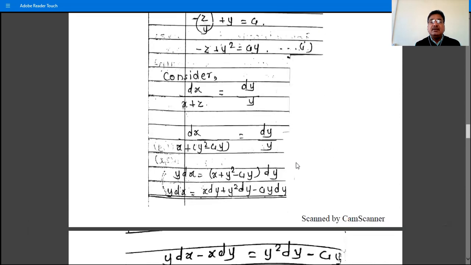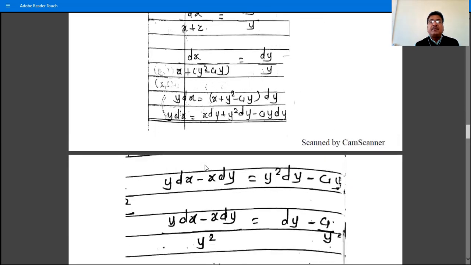What happened, there is x, there is a z, but we can write z from this equation number 1 in terms of y. So write z as y square minus c1 y. And so z gets cancelled, and therefore there are only two variables now, x and y. And then separate the variables, or adjust the factors.